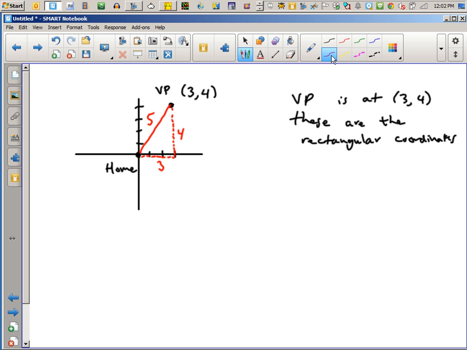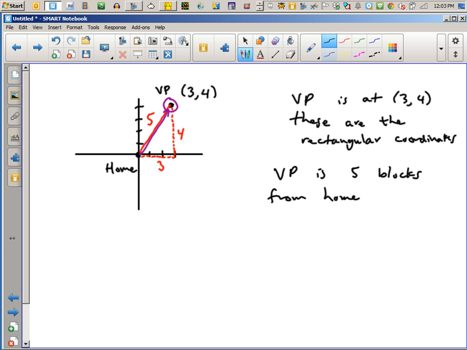The thing about it, though, is if you were in a helicopter flying from home to Villa Park, you would not fly 3 units east and 4 units north. You wouldn't do that. You'd probably just fly in a straight shot to the school, right? So another way to describe where Villa Park is at is to say this. Villa Park is 5 blocks from home.